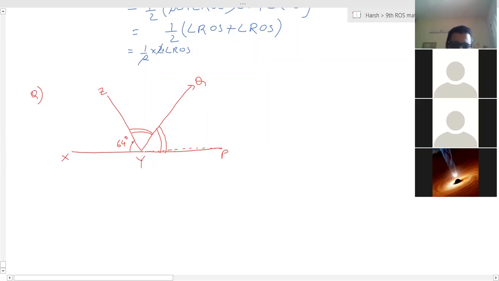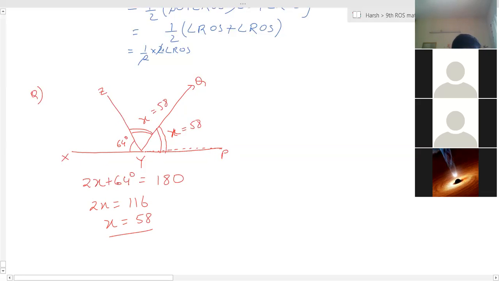Now tell me. Sir, XYP will be 180 degrees because it's a straight line. Yes. Now these two angles are x, x, so 2x plus 64 degrees equals 180. 2x is equal to 180 minus 64. x is equal to 116 by 2, value 58. So this angle is 58, this angle is 58.